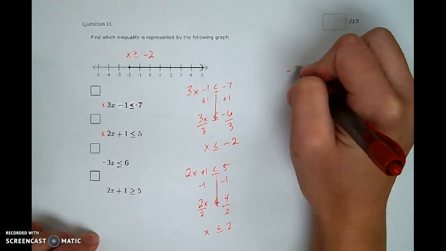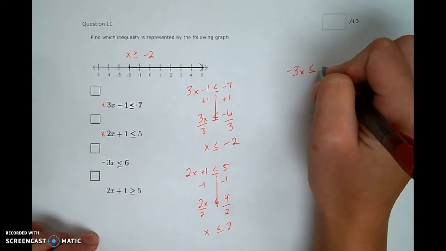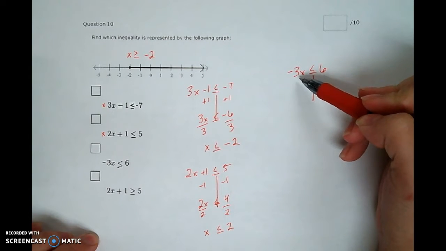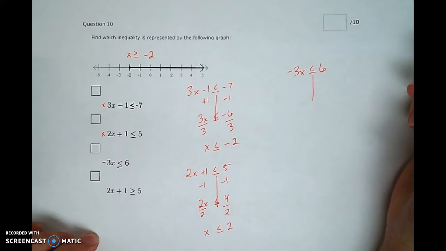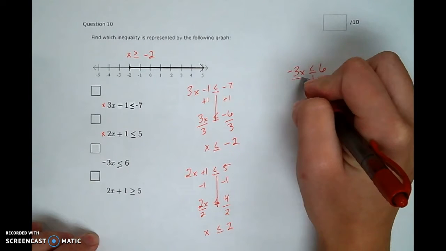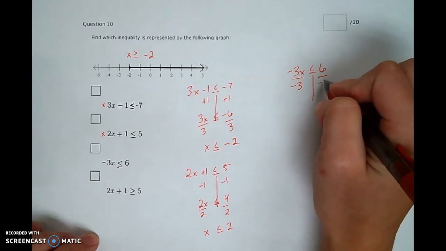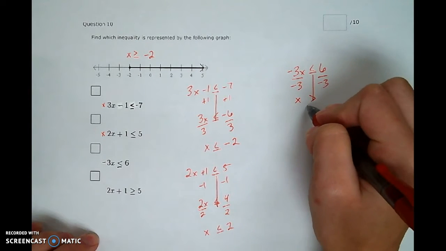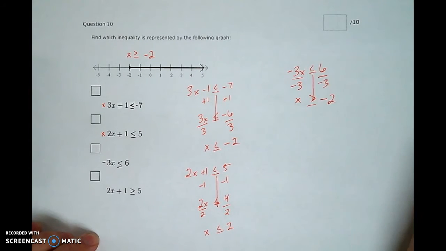Next one, we have -3x is less than or equal to 6. Drop my line down. I see for the first time that I have a negative in front of my x, or a negative coefficient, so I know that my inequality sign is going to flip as soon as I divide both sides by -3, so I'm left with x is greater than or equal to -2. Now that matches, so let's go ahead and check it.